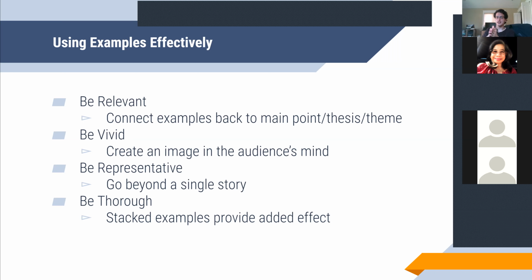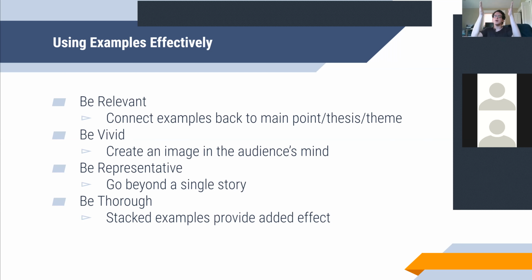Next, like I talked about earlier, you want to be vivid. You want to try to work to create an image, something they can actually visualize in the audience's mind. Go beyond just describing the surface level of something. Try to use sensory detail. Pull me into the specific time and moment. Try to describe what something sounds like, what something smells like, what something feels like, the texture of something, the taste of something.